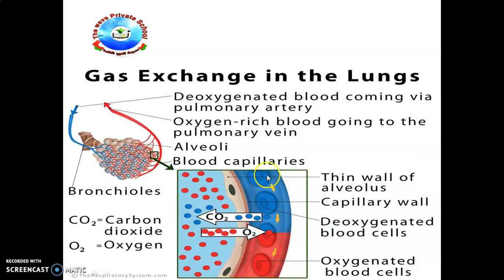Gas exchange in the lungs. So here you can see the picture. These are bronchioles. Here deoxygenated blood is coming from the pulmonary artery, and here oxygen-rich blood is going to the pulmonary vein. So here is the alveoli, and this is the section of blood capillaries. Here the thin layer of the alveolus is giving out oxygen, and from the cells it is taking carbon dioxide.